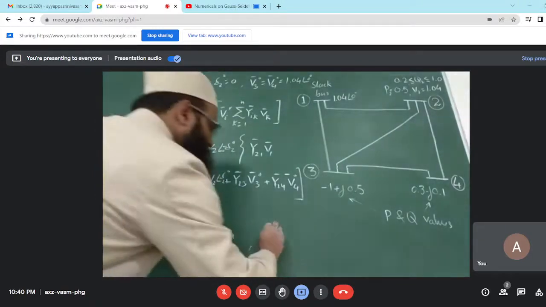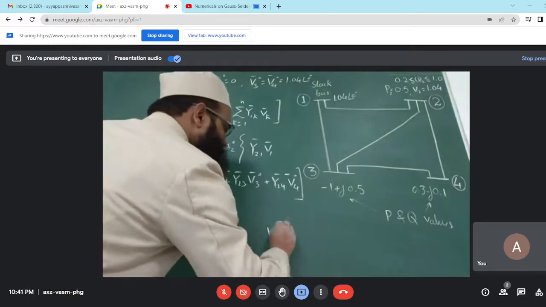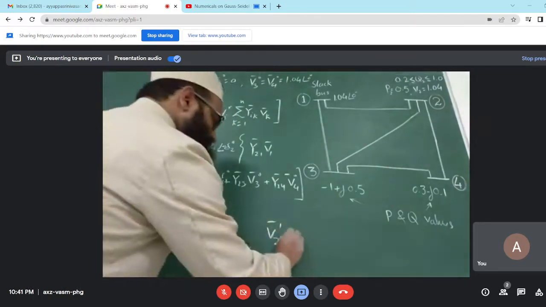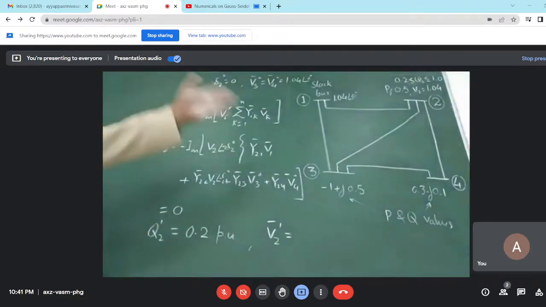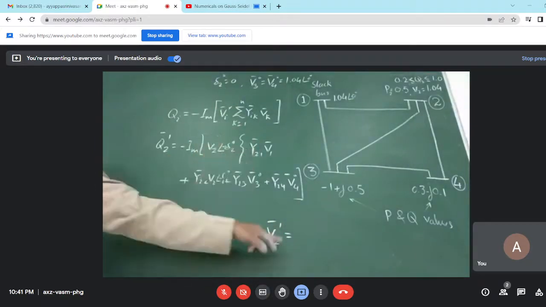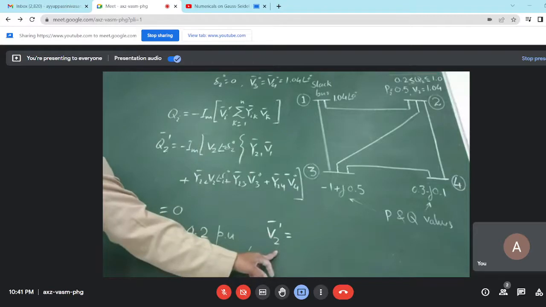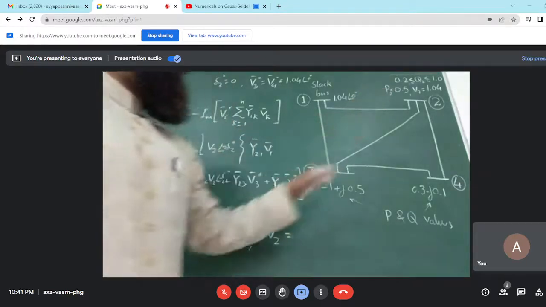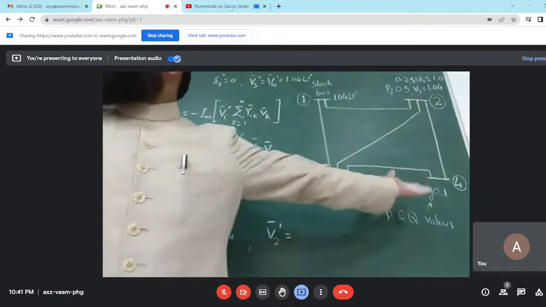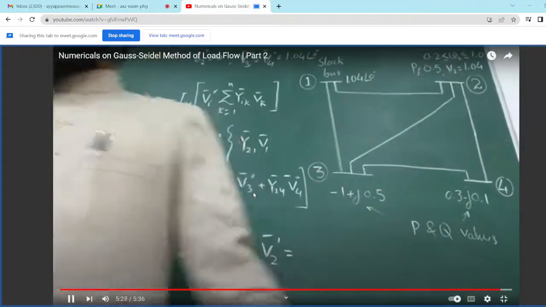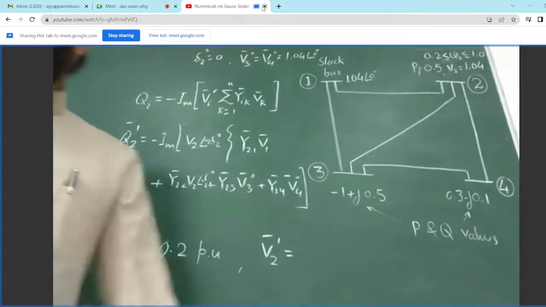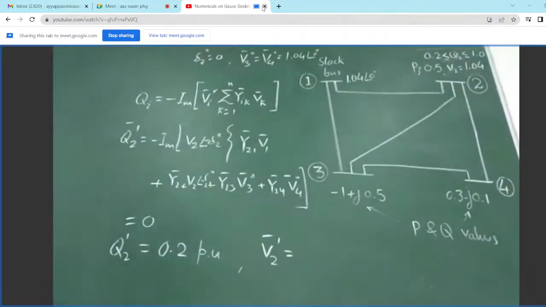So you are required to evaluate V2 1 in the first iteration. Just evaluate following the same procedure as we discussed, how to write this phasor for a PQ bus. This is homework for you. Evaluate for this bus 2, and the others are already PQ. We will cross check the values in the next class. Thank you very much.